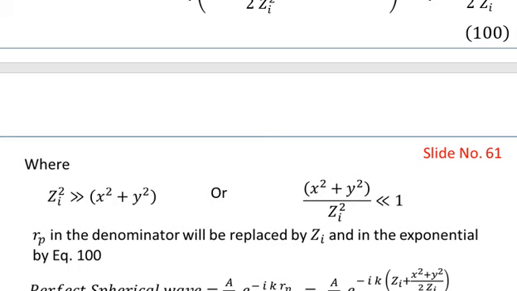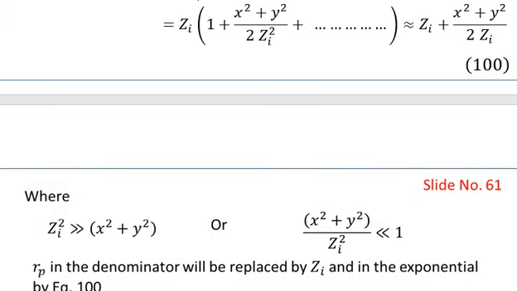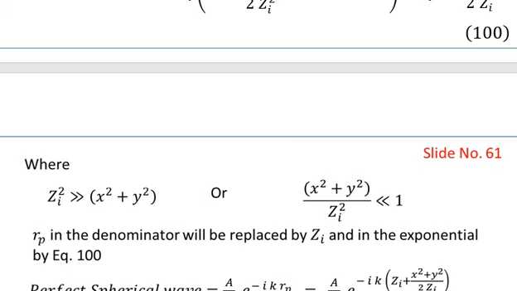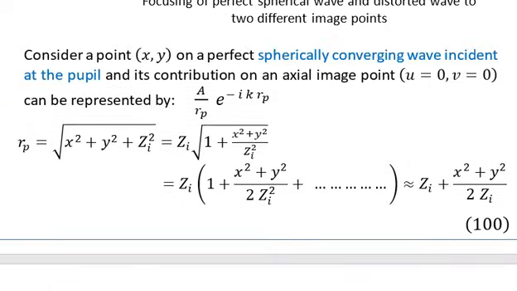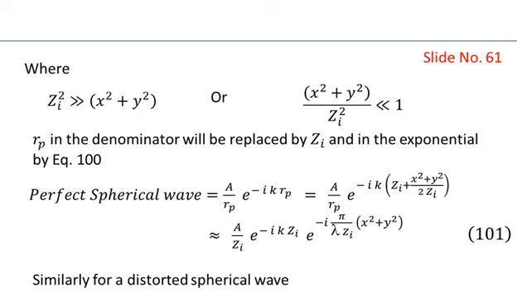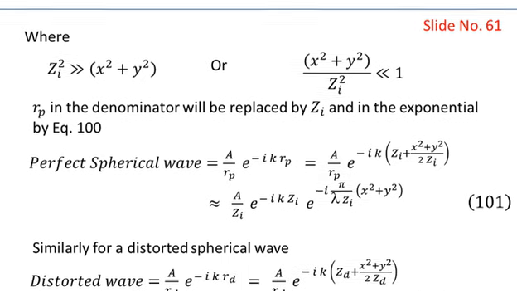So you see that we have expanded equation number 100 using the condition that zi square is much greater than x square plus y square, or x square plus y square over zi square is much less than 1. rp in the denominator will be replaced by zi, and in the exponential by equation 100. As I said earlier, the rp in the amplitude factor exists in the denominator, so it will be replaced by zi, and the rp in the exponent will be replaced by equation number 100. This is what we have done in equation number 101.